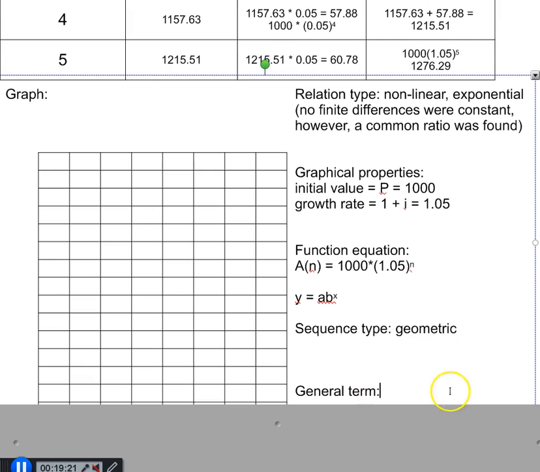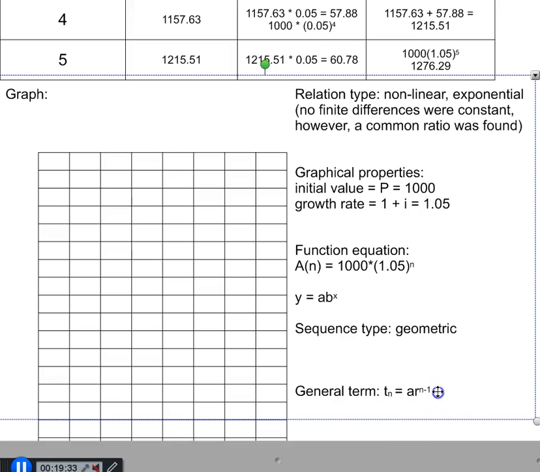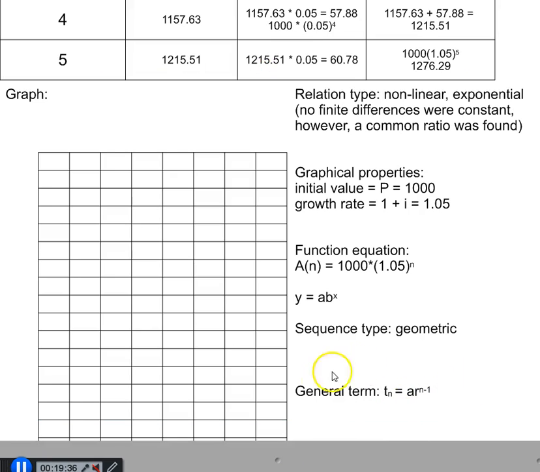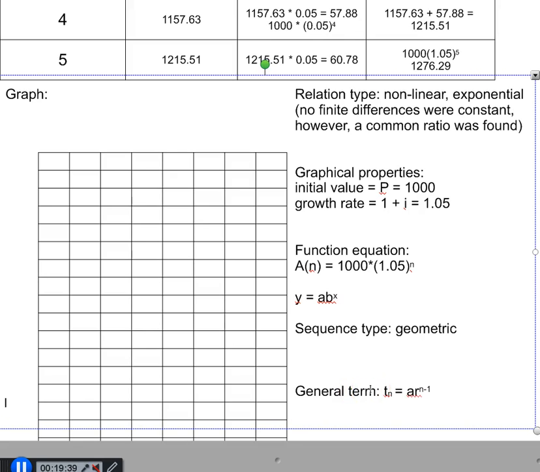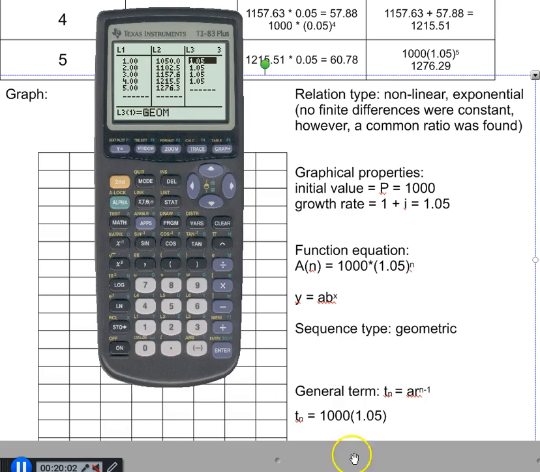And finally, the general term, which we know we've modeled after nth term equals a r to the exponent n subtract 1. In this case would be, I've really already entered it in, but would be t sub n equals 1,000, common ratio of 1.05. Now, let's examine this here. The first term is not 1,000, so let's modify this. The first term in our table of values was 1,050.